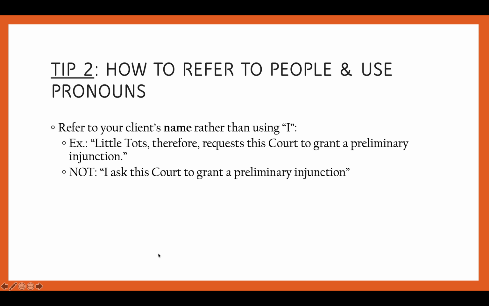Another small nuance is how do we talk about people in briefs, right? So it's best to refer to your position and to position yourself by always using your client's name. Don't use I. You can use we sometimes, and that's fine. But here's an example of a good way to do it. Little Tots, therefore, request this court to grant a preliminary injunction. Not, I ask this court. Although sometimes, again, attorneys may say, we therefore ask this court, because in that sense, you are encompassing your client as well as yourself.